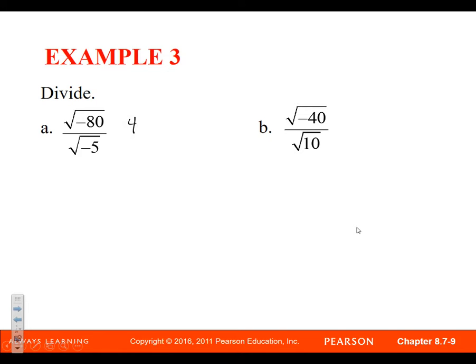But this is how I really did it. I took out the 2 i's. So this is i and then i radical 5, right? And if you factor that out, you're going to get 4 radical 5. The i's make 1, and then the radical 5's make 1, so you're left with the 4.